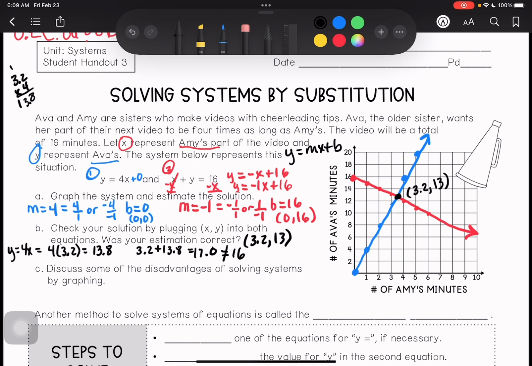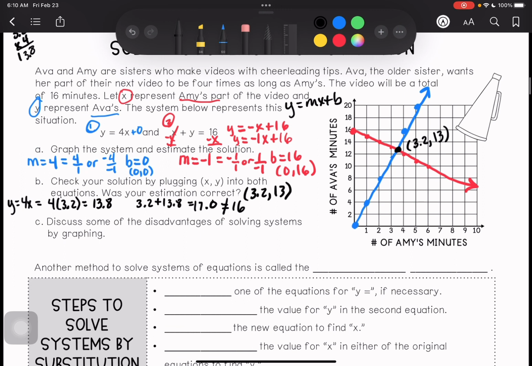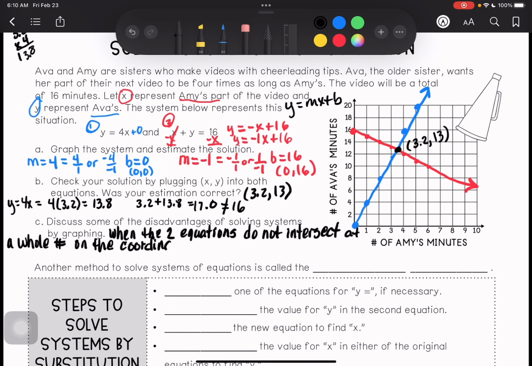Okay. So one of the disadvantages of solving by graphing is when the two equations do not intersect at a whole number on the coordinate grid, excuse me, the solution can be difficult to estimate.